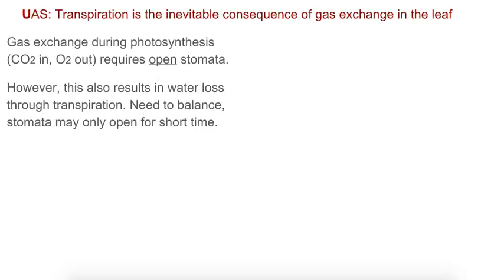However, we've seen that open stomata also result in water loss through transpiration. So the plant needs to balance stomata being open only for a short time. And we'll see this is particularly important for desert plants and those that live in arid or dry regions because they want to maintain as much water as possible.